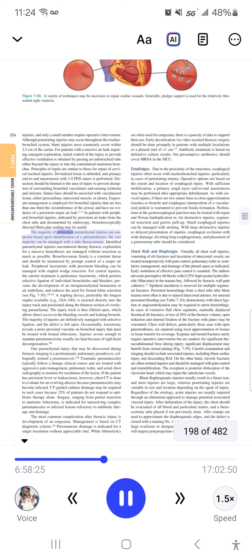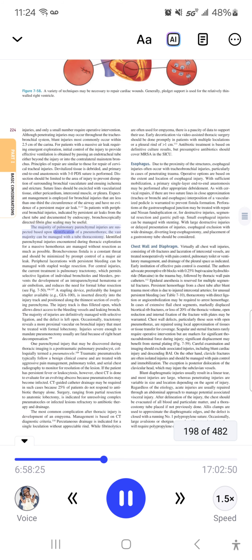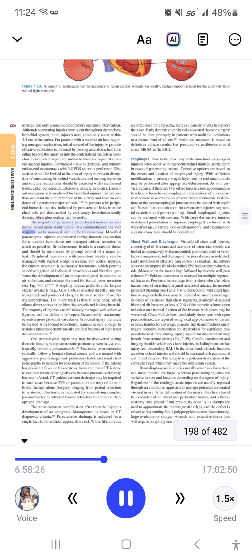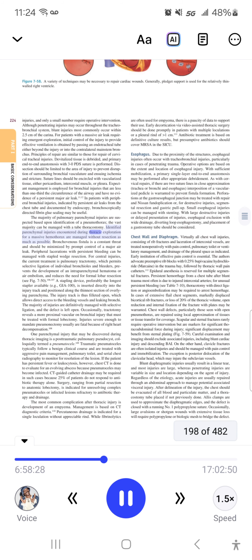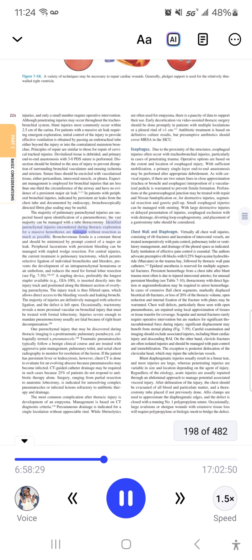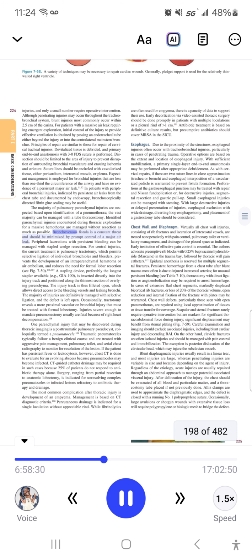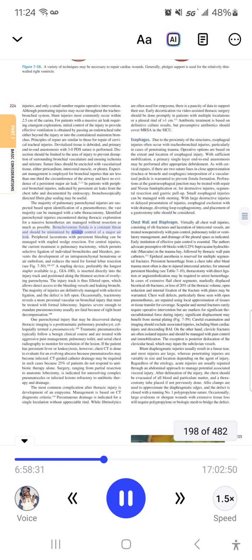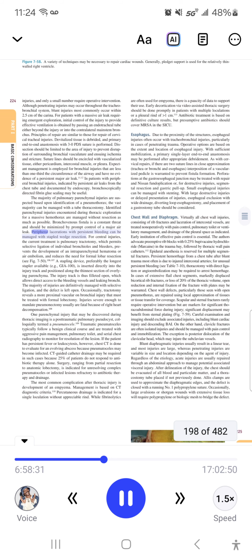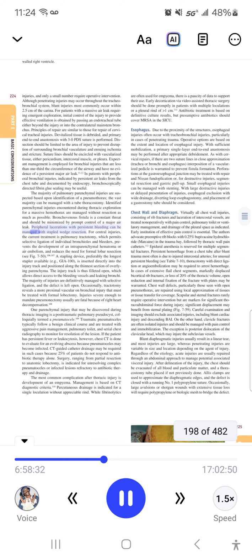The majority of pulmonary parenchymal injuries are suspected based upon identification of a pneumothorax. The vast majority can be managed with a tube thoracostomy. Identified parenchymal injuries encountered during thoracic exploration for massive hemothorax are managed without resection as much as possible. Bronchovenous fistula is a constant threat and should be minimized by prompt control of a major air leak. Peripheral lacerations with persistent bleeding can be managed with staple wedge resection.